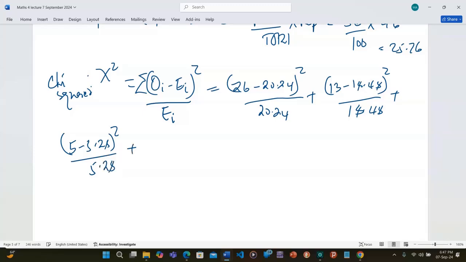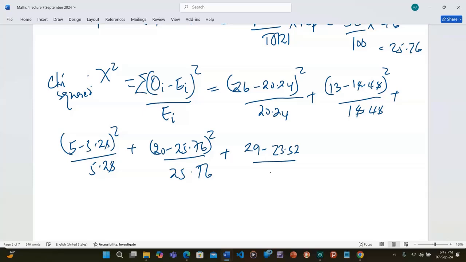I add now for females. For females, it is 20 minus 25.76. I square, I divide it by 25.76. I add. For Democrats, it's going to be 29, because that is the observed value. The expected value is 23.52. I divide it by 23.52. This is squared. I add for others, which is going to be 7 minus the expected value, which is 6.72. I square, I divide it by 6.72.